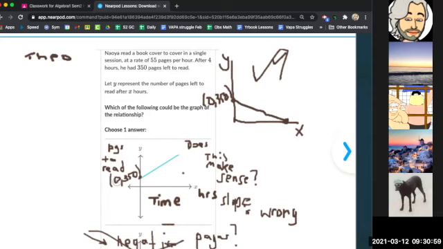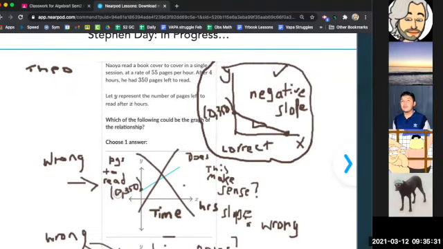The slope is going down this way, a negative slope, not a positive slope, because the amount of books being read goes down over time. Negative slope. So write these notes down, guys. I'll give you 30 seconds to get caught up if you haven't already. Negative slope. This is your correct answer.